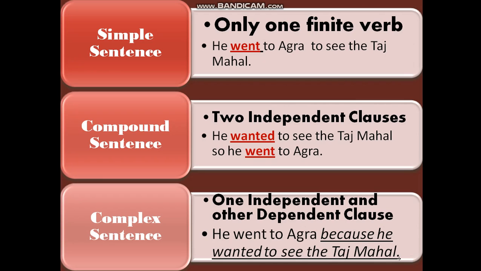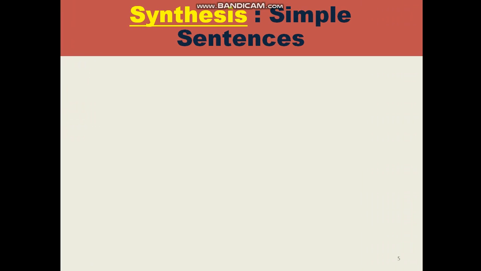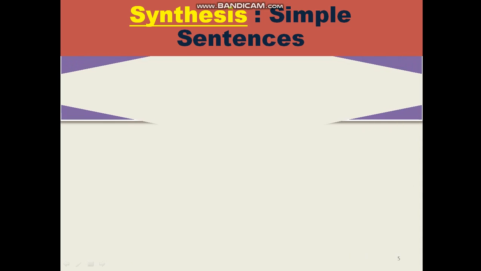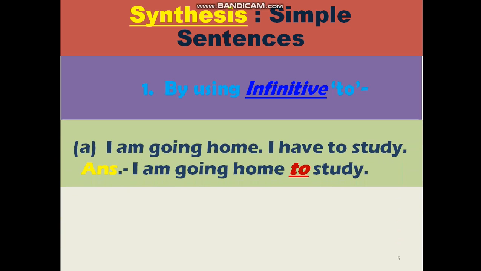Now we have to study in this part of our synthesis series about the simple sentence. So let us start. When we combine two or more sentences into one simple sentence, we use different methods. 7 or 8 methods are there. The first one is by using infinitive to. To plus first form of the verb.